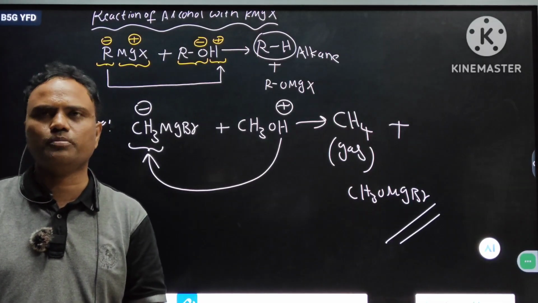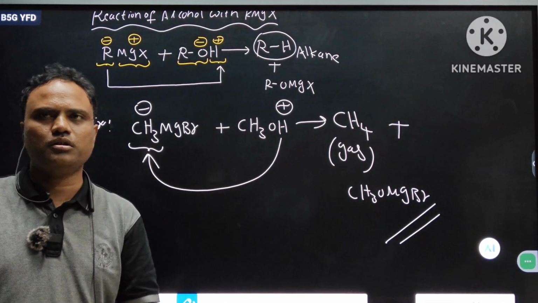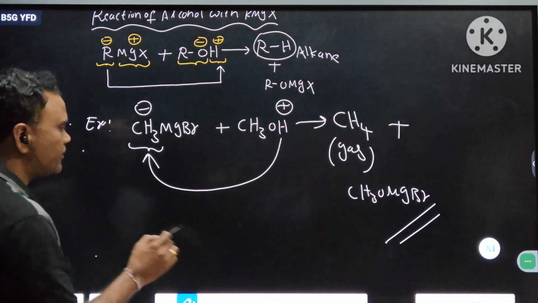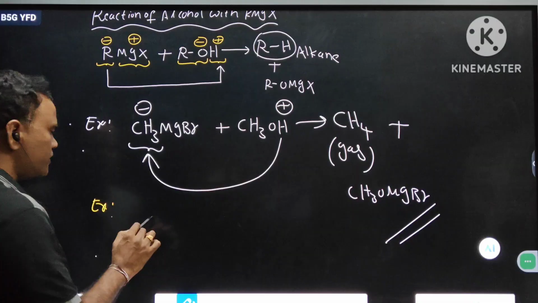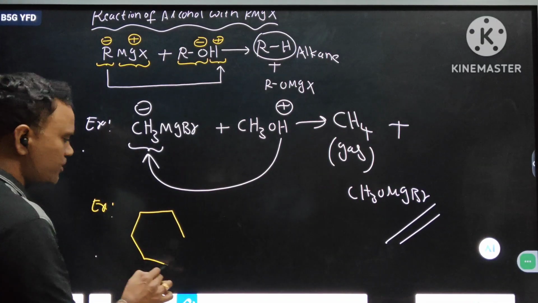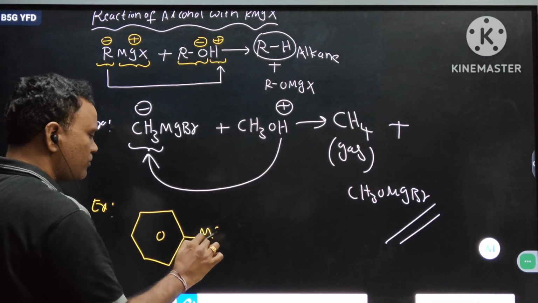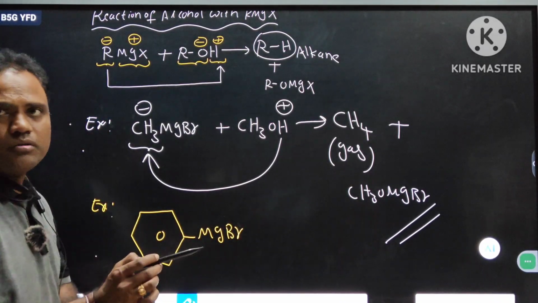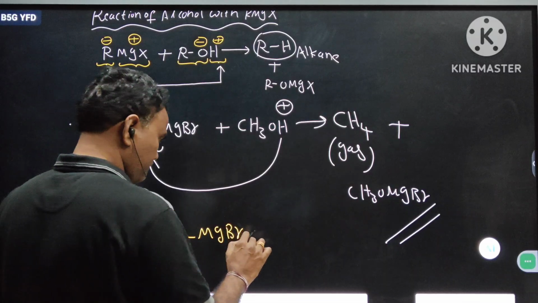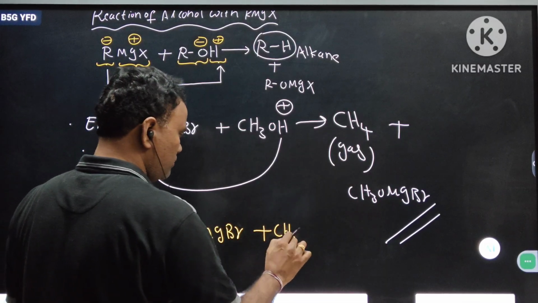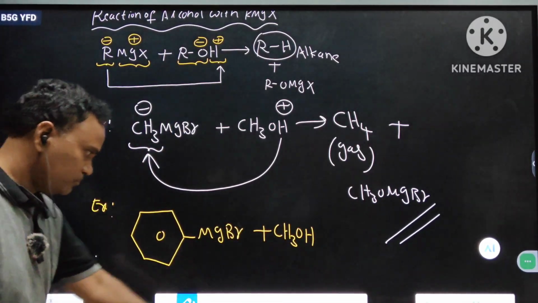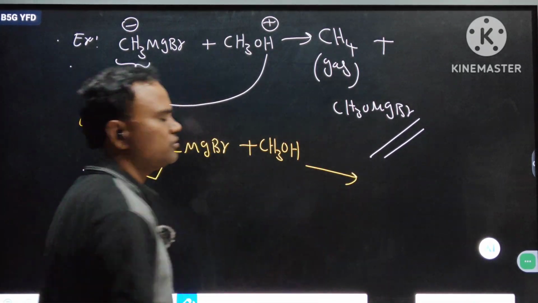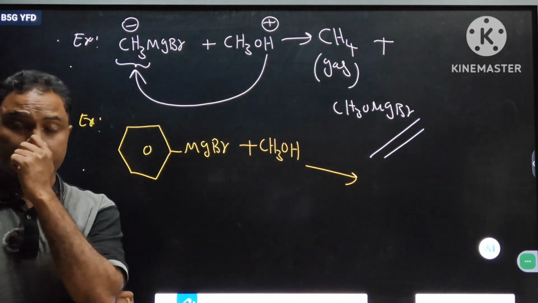This is also an important property. Clear, all of you? Another important example is phenyl magnesium bromide. Who will give the answer for it? Phenyl magnesium bromide when treated with methanol. Tell me, what is the product? What is the main product? Tell me, anybody.